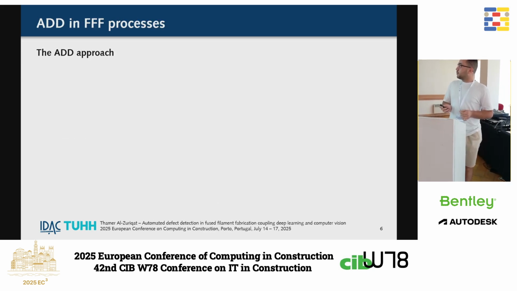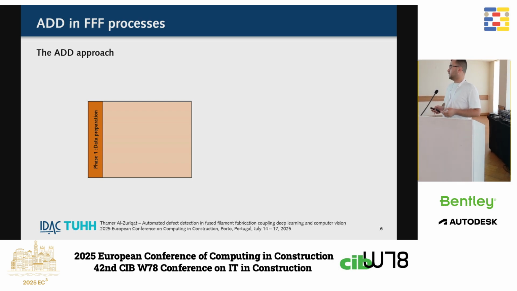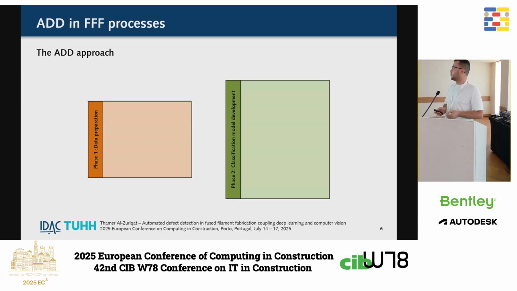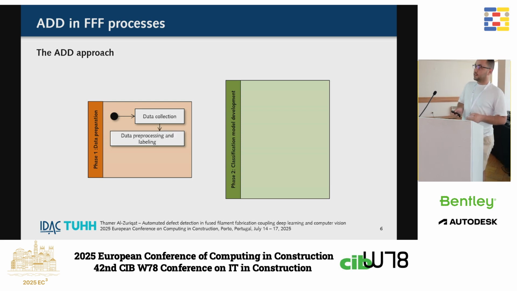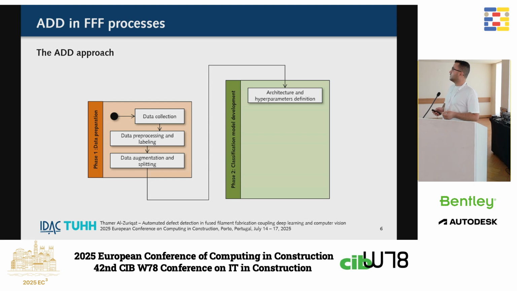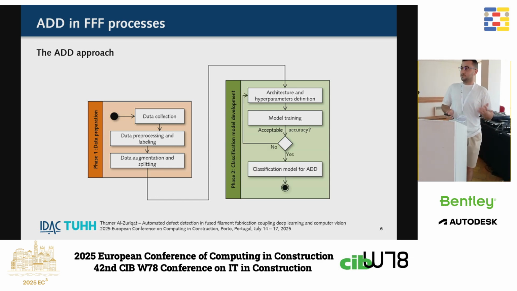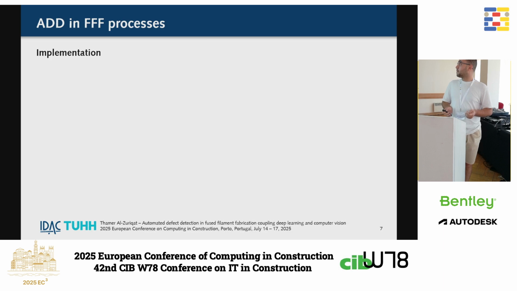Our approach consists of two phases, as everybody else here presented. First, we prepare the data, and second, we develop the classification model. So you start with collecting the data, you do data pre-processing, and then later you do data augmentation if you need, and splitting. Then you define which model you want to use, you train the model, you check the accuracy of the model, and then finally you have your classification model.